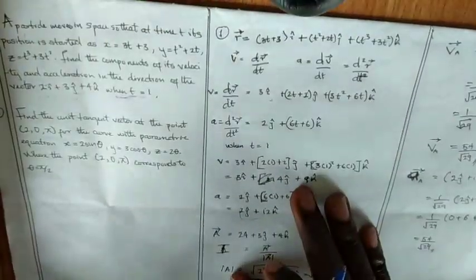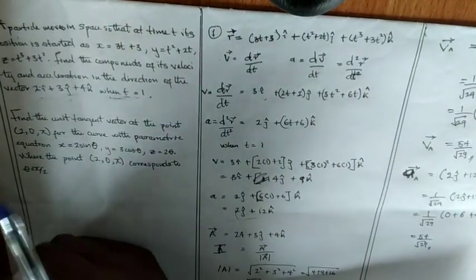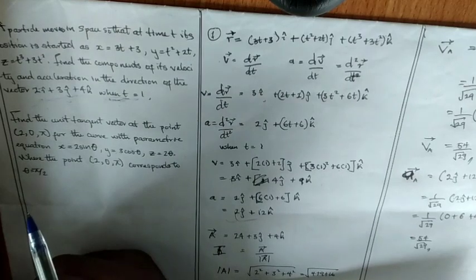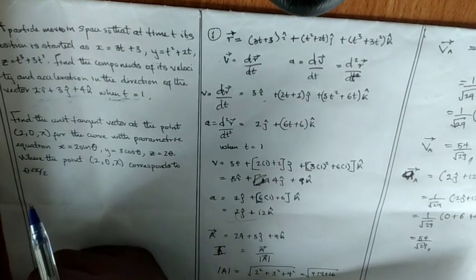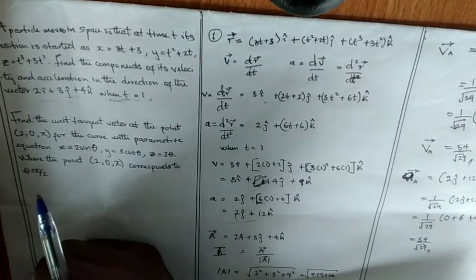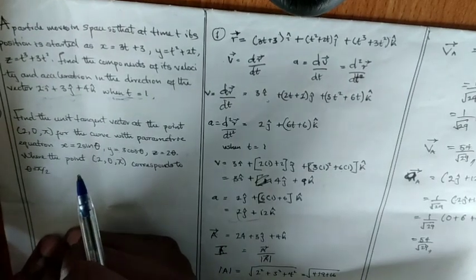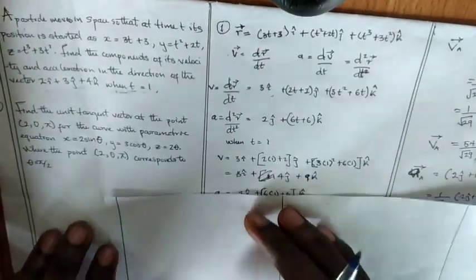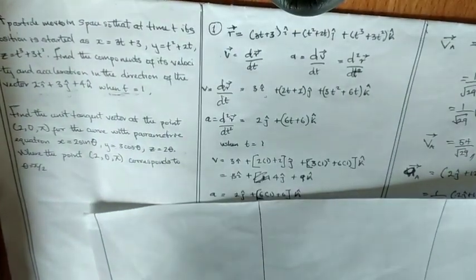So now to question 2. Question 2 says find the unit tangent vector at the point 2, 0, pi for the curve with parametric equation x equals 2 sine theta, y equals 3 cos theta, and z equals 2 theta, where the point 2, 0, pi corresponds to theta equals pi over 2. So here we are told to find the unit tangent vector.